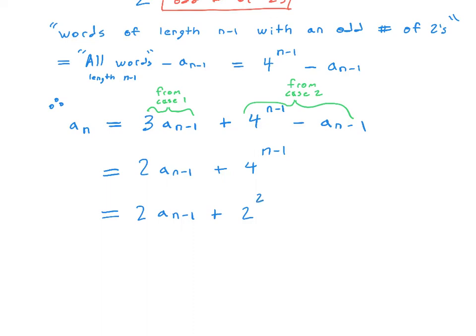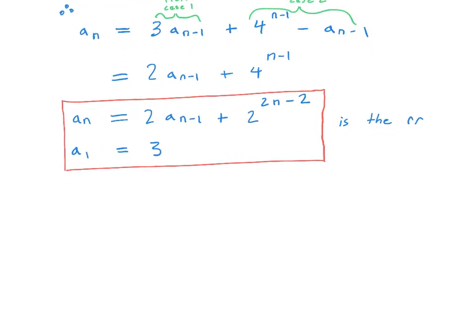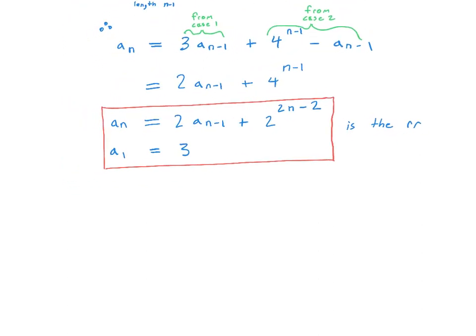So I'm going to write 2 to the power 2n minus 2. So this will be my form of my recurrence relation that I'm ready to present. And let's remember a sub 1, that value was 3. So this is my recurrence relation.